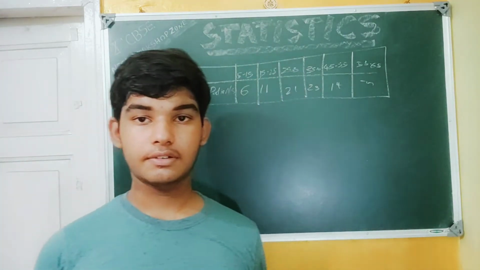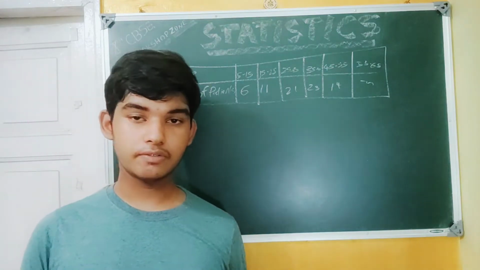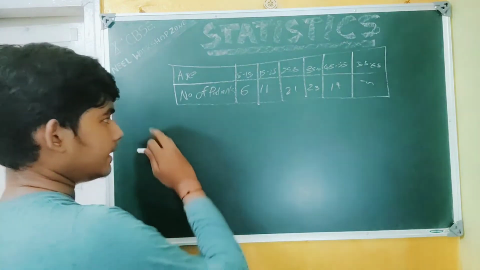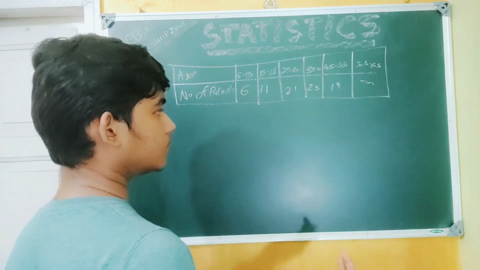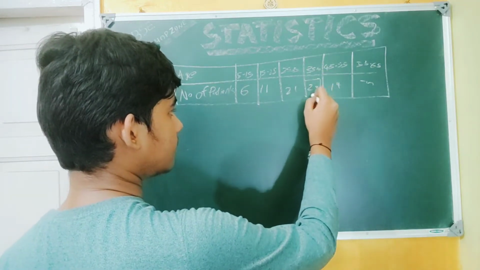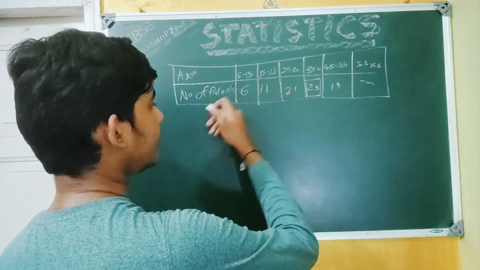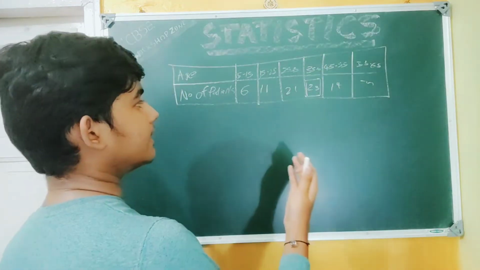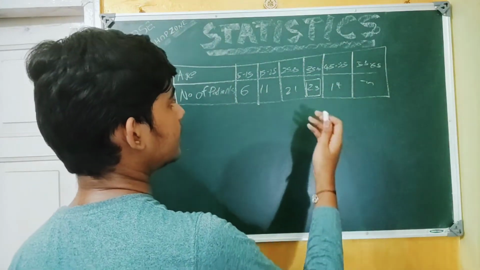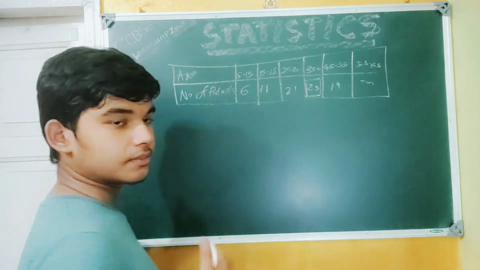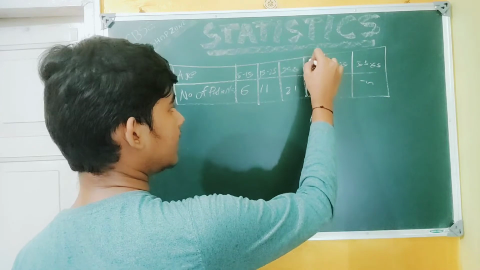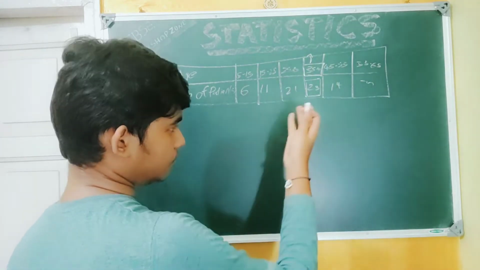Now that we have written this question, let's actually try to solve it. But before we try to solve it, there is one important thing. In the number of patients, first you have to see what the highest frequency is. Here the highest frequency is 23, and the age related to this is 35 to 45. Since it's 35 to 45, the modal class which will be used in this formula is 35 to 45.